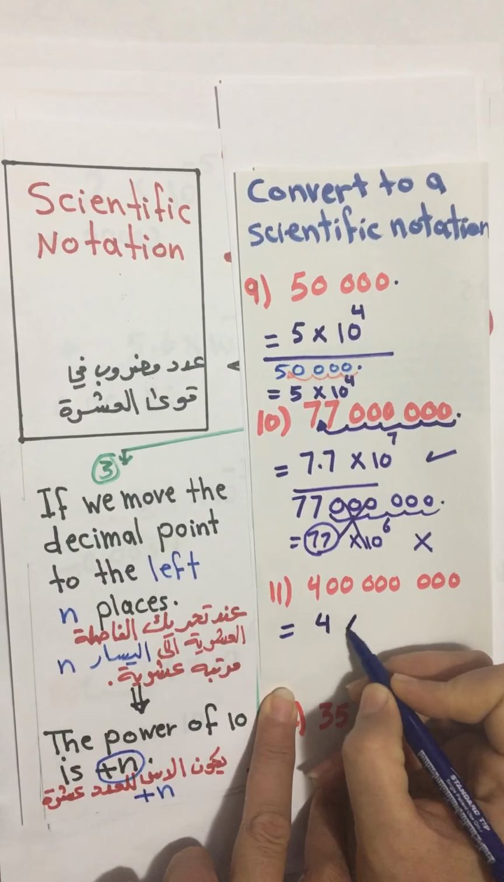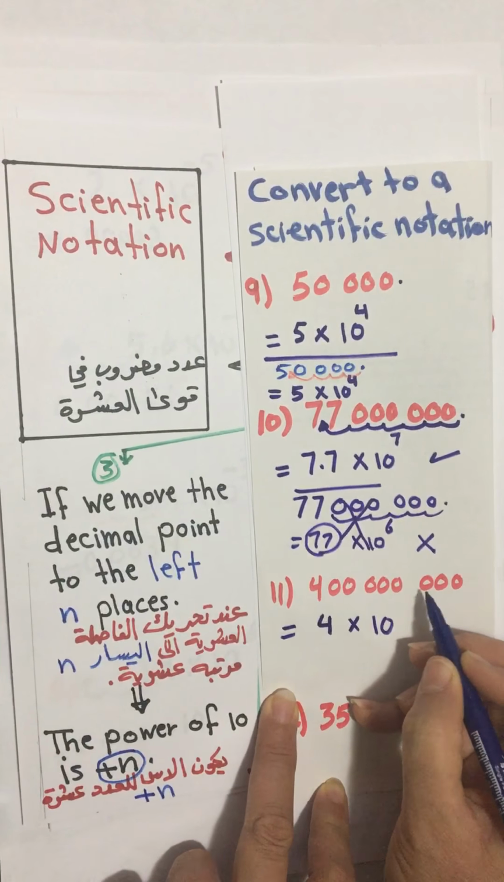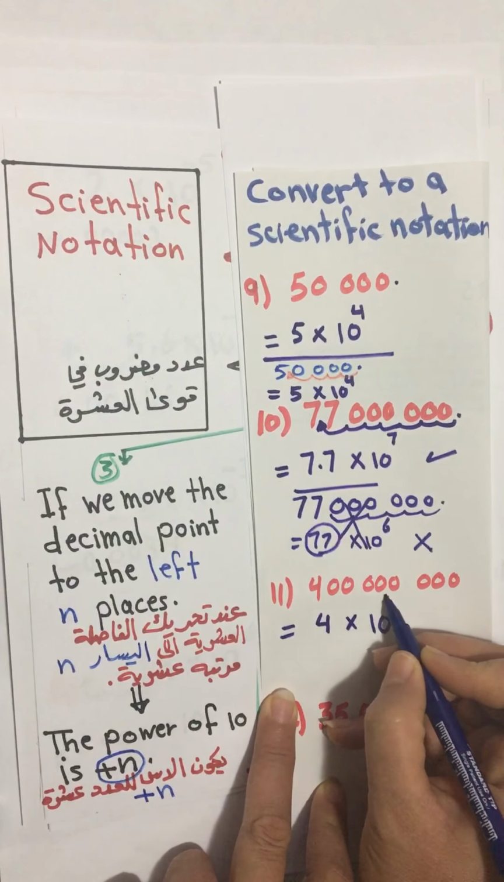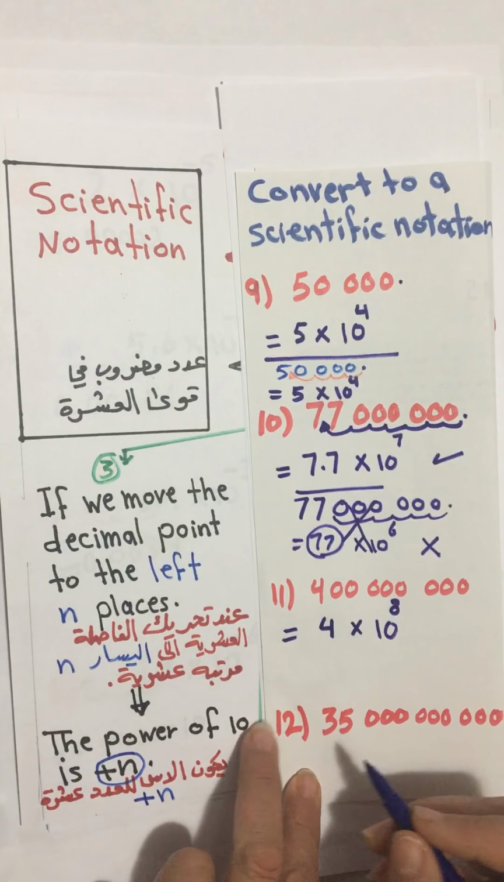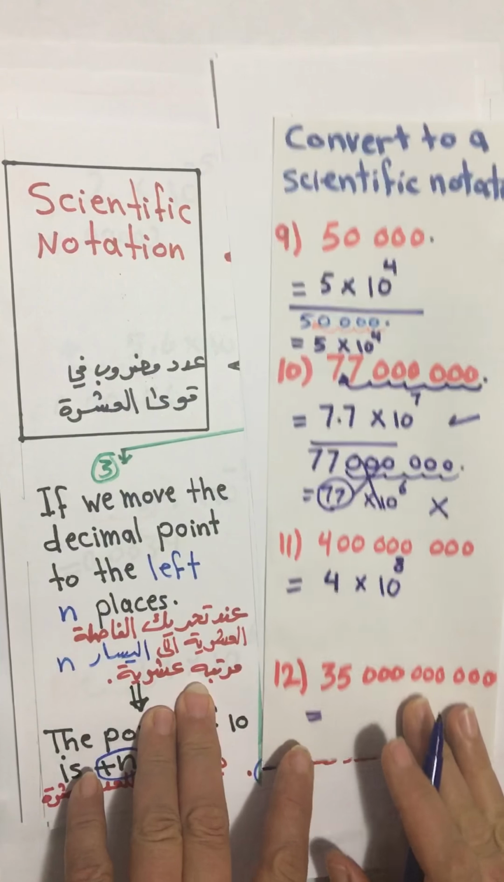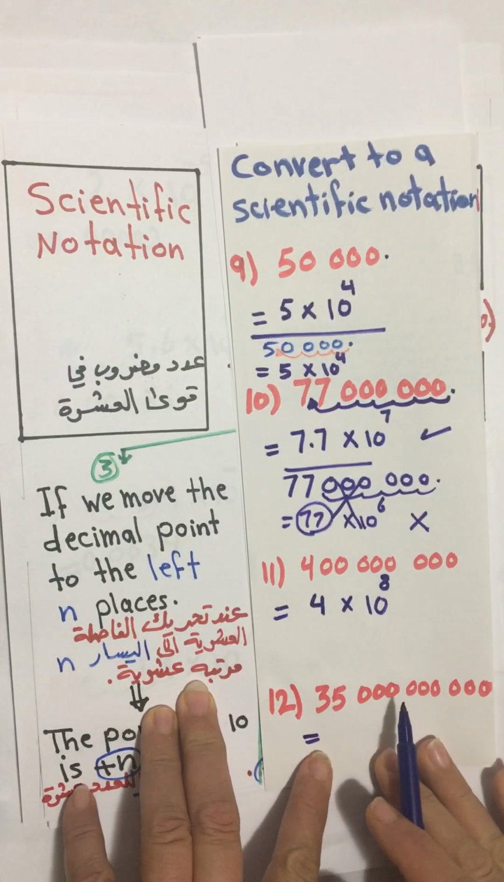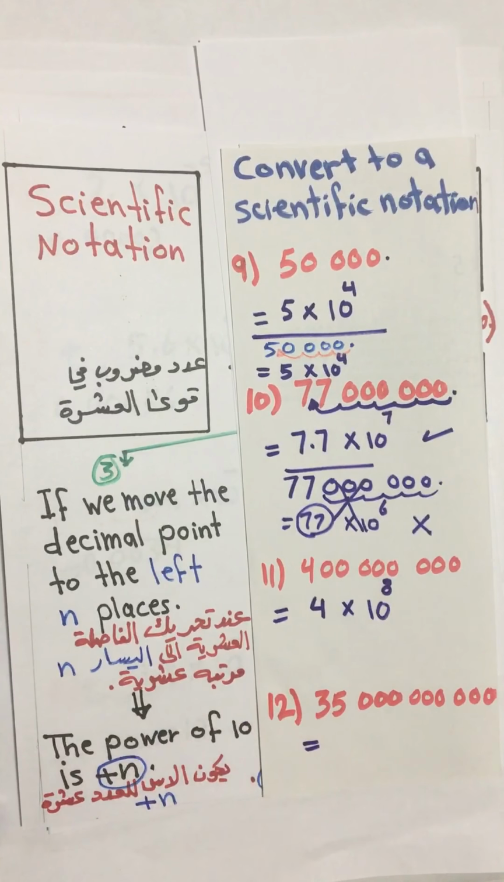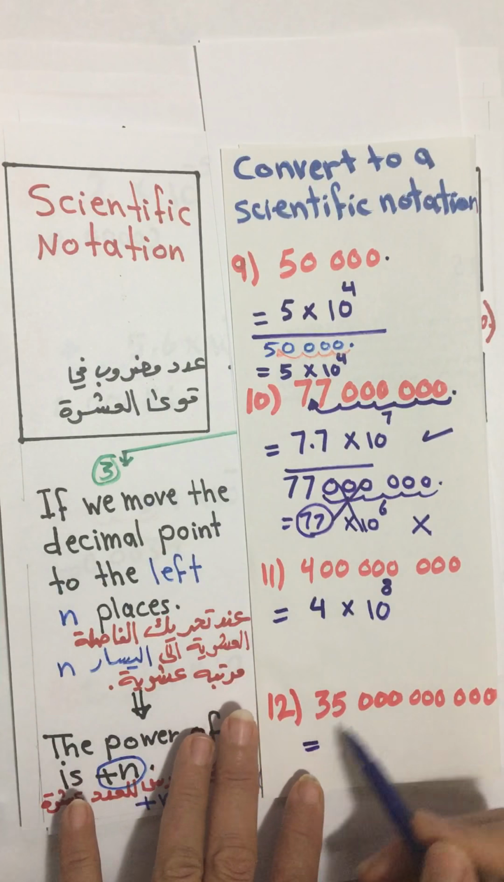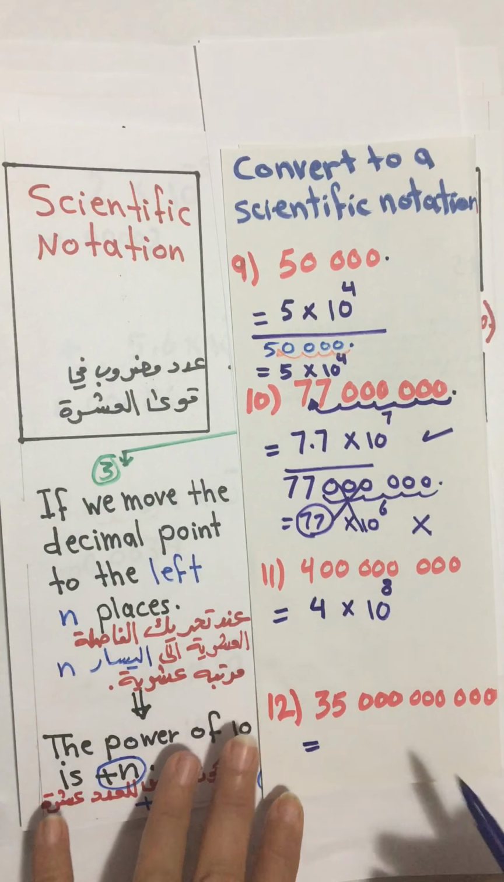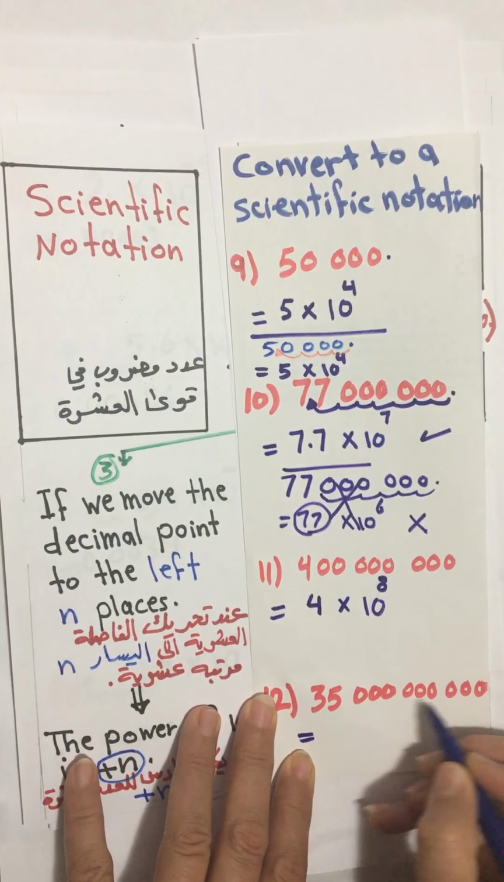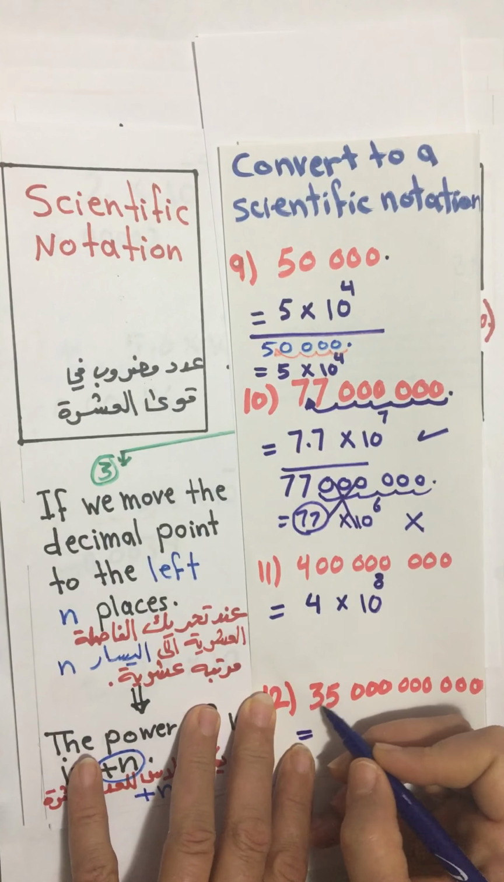So I can write down 4 times 10 to the power 1, 2, 3, 4, 5, 6, 7, 8. Next, 35 billion. 35 is greater than 10, so I can't say 35. So I should move the decimal point between 3 and 5.